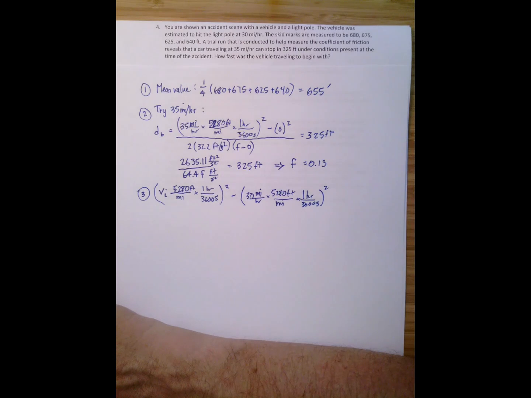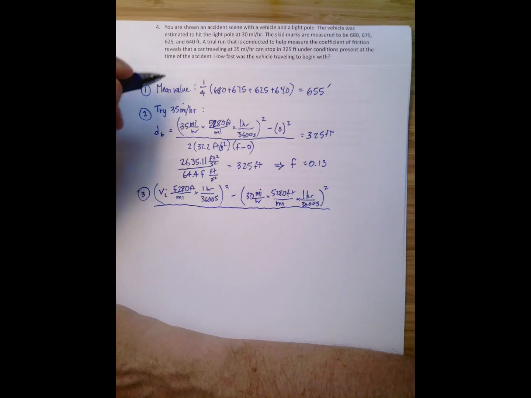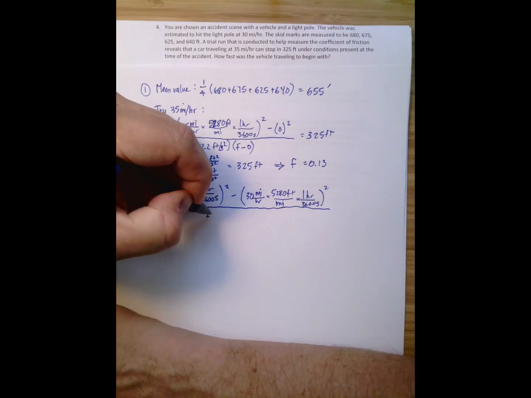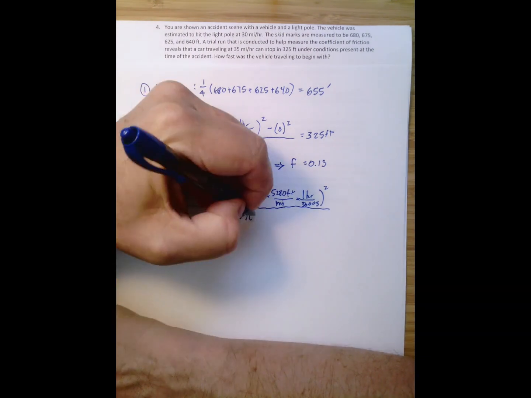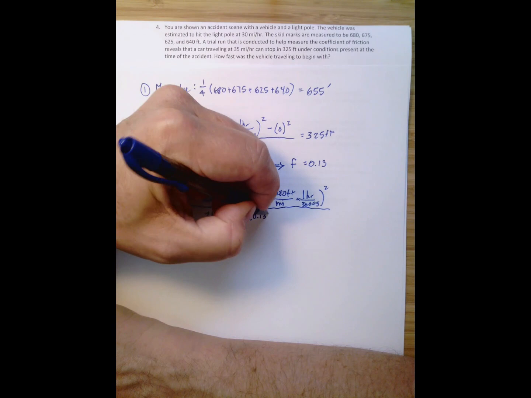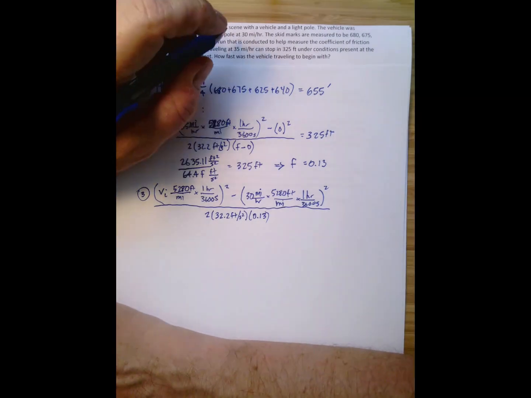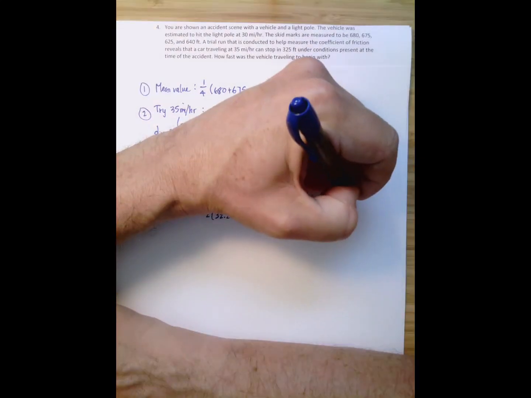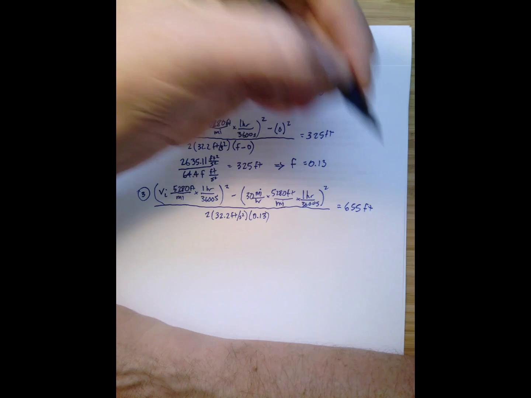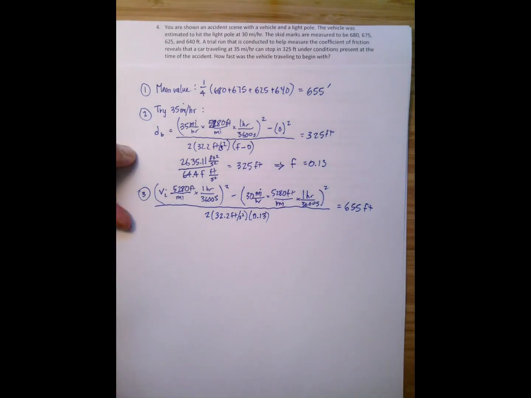So both of those are squared. And then in the denominator, 2 times the deceleration of gravity times our friction factor, which we just calculated as 0.13, and since this is assumed to be on level grade, G will be 0. And so we know that the distance was 655 feet, because that's the skid distance. So now we can solve for v sub I.